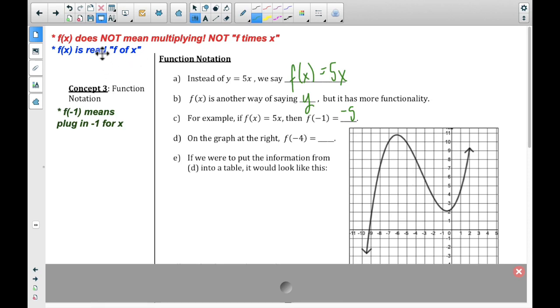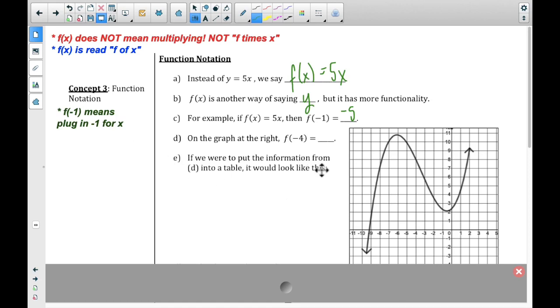And so f of x does not mean multiplying. Sometimes people see that and they see the parentheses and they think it's times. It is not f times x. It's not. We say f of x. And sometimes as teachers, we kind of run that together, say f of x, and say, what did they say? F of x. That's what that means. And it means like I said, the x is a placeholder. We can plug things in. So f of negative 1 means plug in a negative 1 for x and work it out.